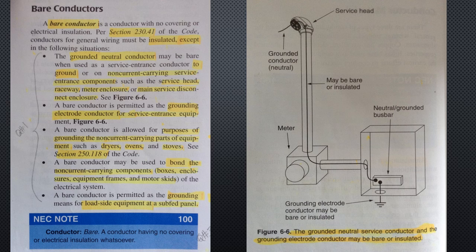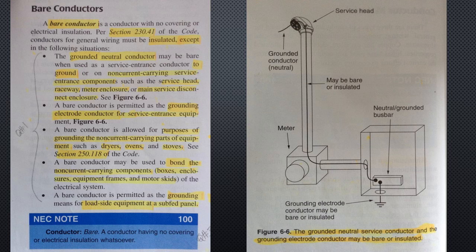Bare conductors. A bare conductor is a conductor with no covering or electrical insulation. Per section 230.41 of the code, conductors for general wiring must be insulated except in the following situations. The grounded neutral conductor may be bare when used as a service entrance conductor to ground or on non-current carrying service entrance components such as the service head, raceway, meter enclosure, or main service disconnect enclosure. For that, see figure 6-6 shown on the right side of the screen.